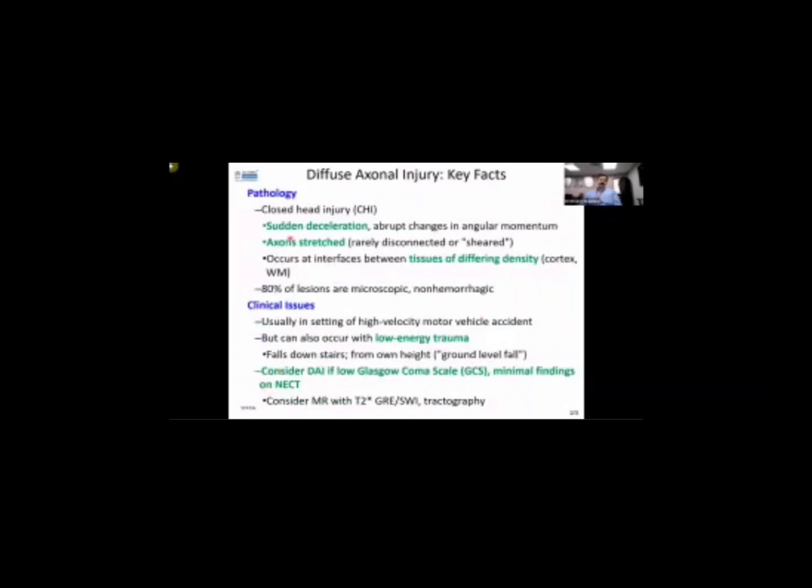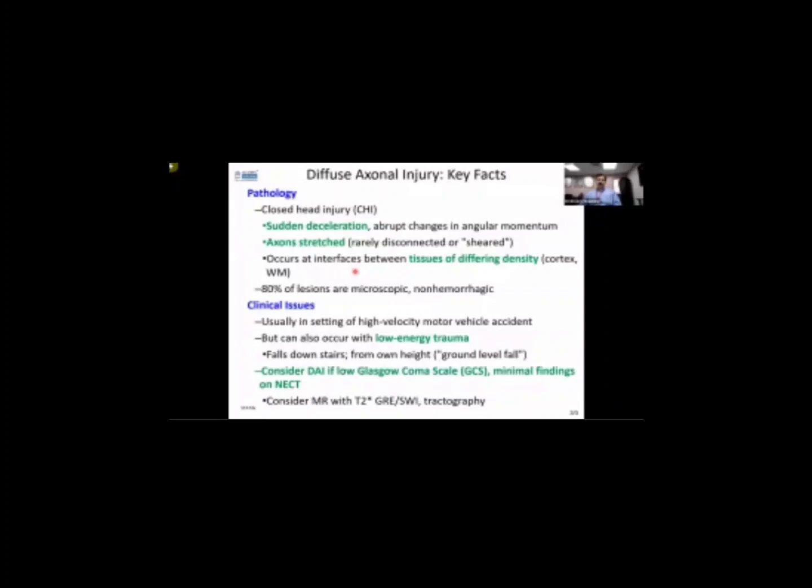What is the pathophysiology? Basically, when tissues are of different densities and there is sudden deceleration, there are abrupt changes in angular momentum and the axons are stretched. Sometimes they can be completely torn or sheared. That is the mechanism.